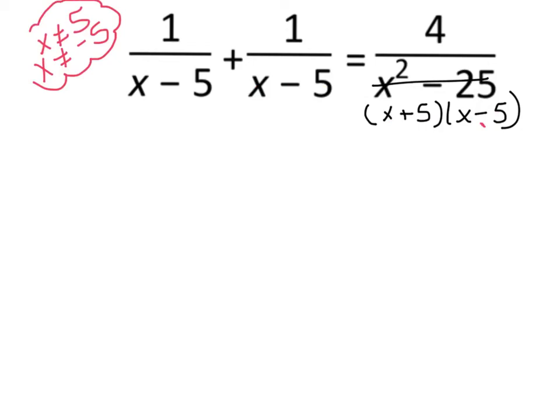Now tell me what the common denominator is going to be. What are you going to make all the denominators? Let's hope you said the common denominator is going to be x plus 5 times x minus 5. So we need to multiply the first fraction by what? We need to multiply it by x plus 5. It already has the x minus 5. It just needs the x plus 5. And don't forget to do the top.